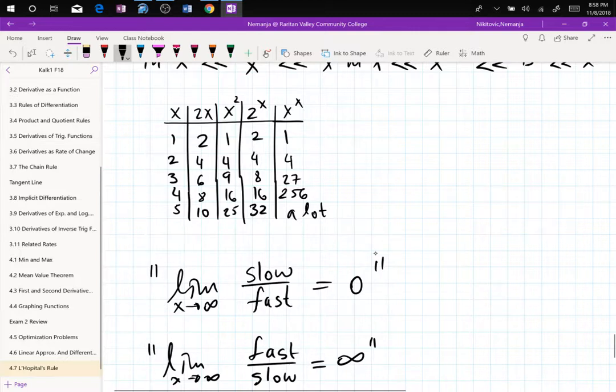So you can use the growth rate of functions if you have a polynomial matched with an exponential: polynomial on top, exponential on the bottom, it's 0. If you flip them, it's infinity. Cool? See you next week.